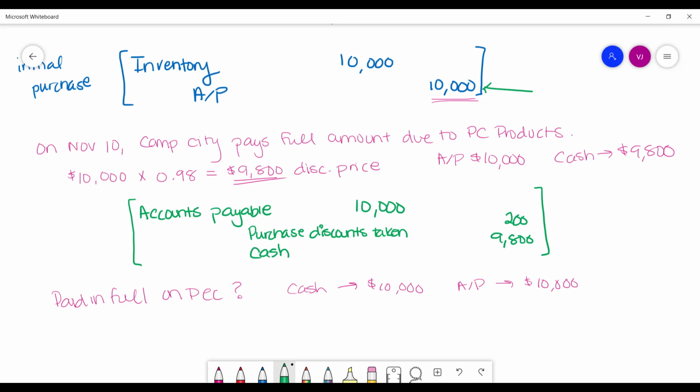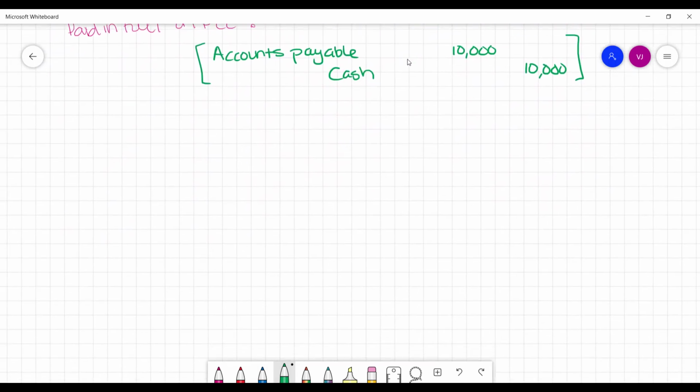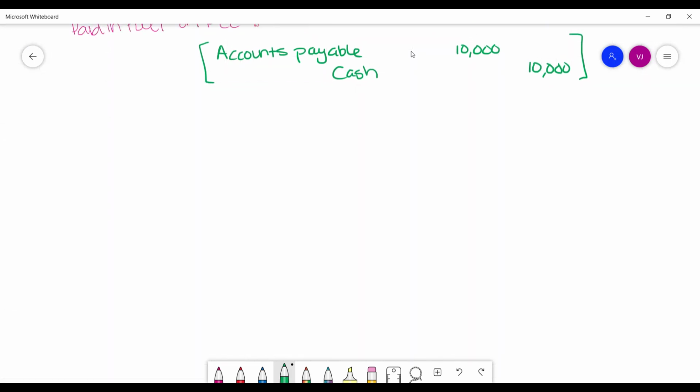So on this day, if you use the gross method to record purchases and you wait too long and you're actually not going to get a discount, then you'll debit accounts payable for the full amount still. You'll debit accounts payable for 10, and you'll credit cash for a full 10. Because if you don't make it in time for the discount, you'll pay the full $10,000 there. All right, so that is comparing the net method to the gross method when we're recording purchases.